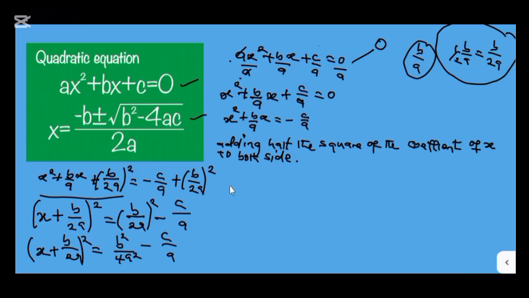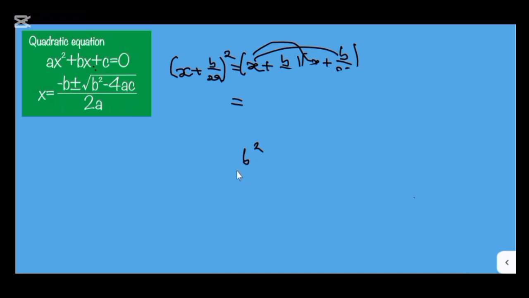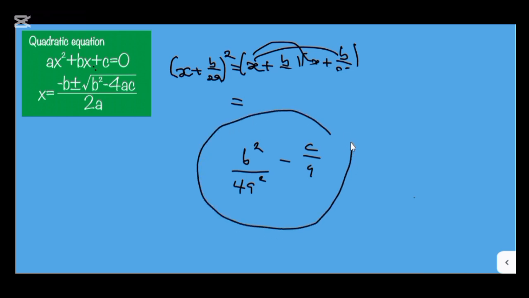Now to proceed with this, we are going to break this down so that we get the complete result of this place. So what do we have? We have b squared over 4a squared minus c over a. How do you do this?